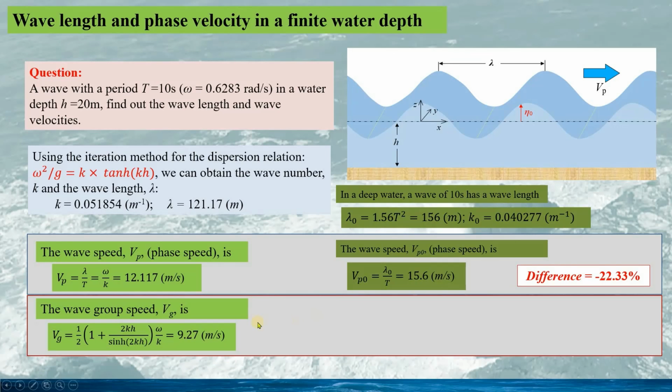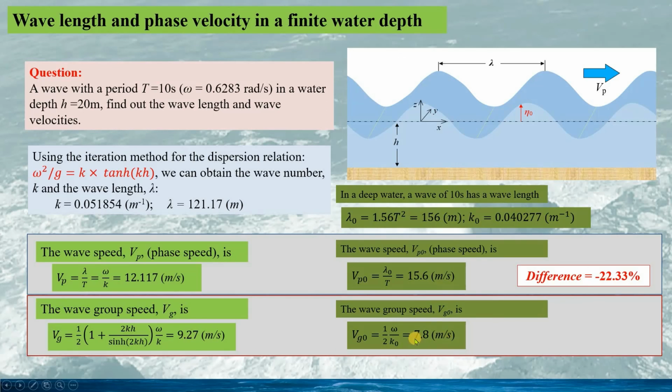The wave group velocity Vg is calculated in this formula. It is 9.27 meters per second. Compared to the wave group velocity in deep water, Vg0, which is 7.8 meters per second, the difference is 18.84%. This means the wave group velocity in the finite water depth in this case is larger than the wave group velocity in deep water by 18.84%.